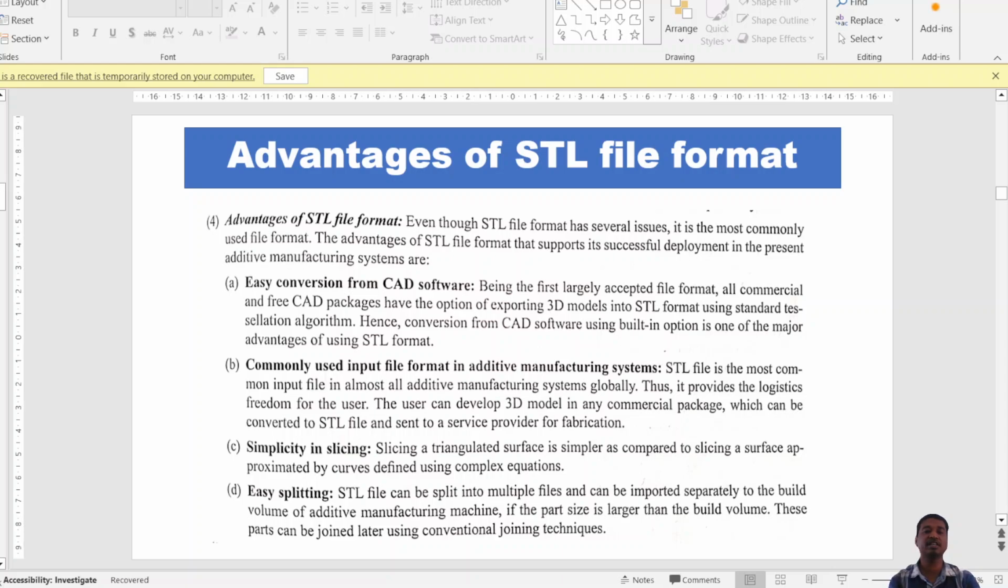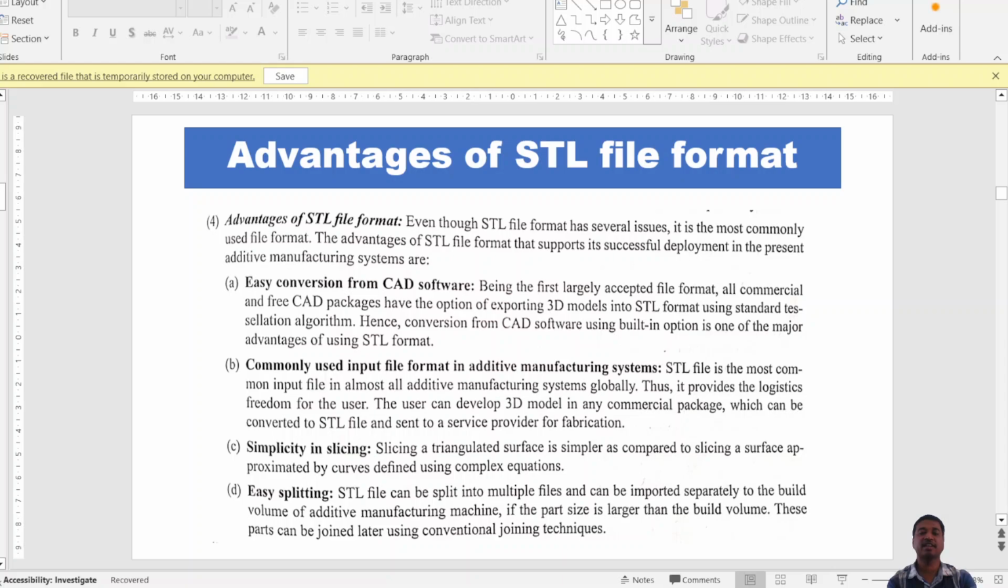Commonly used input file format in additive manufacturing systems. STL file is the most common input file in almost all additive manufacturing systems globally. Thus, it provides logistic freedom for the user. The user can develop a 3D model in any commercial package, which can be converted to an STL file and sent to a service provider for fabrication.